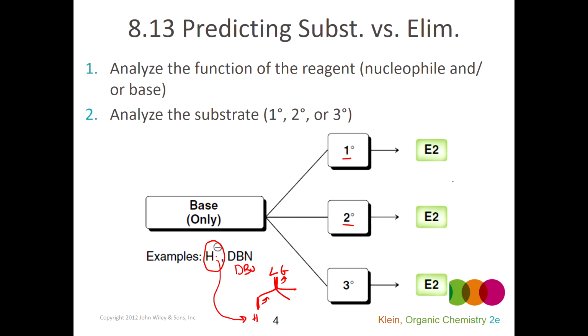So pretty much I expect you to be doing an E2 mechanism anytime you have one of these three bases involved with a compound that has a leaving group, assuming that there is a beta proton that can rotate to an anti-periplanar position with respect to the leaving group.